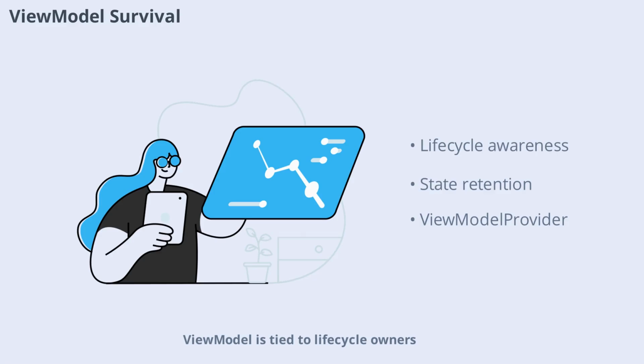ViewModel is tied to lifecycle owners and survives configuration changes via ViewModelProvider. This ensures your app retains state across rotations and other changes, providing a seamless user experience. Understanding ViewModel survival is crucial for robust state management in Android.